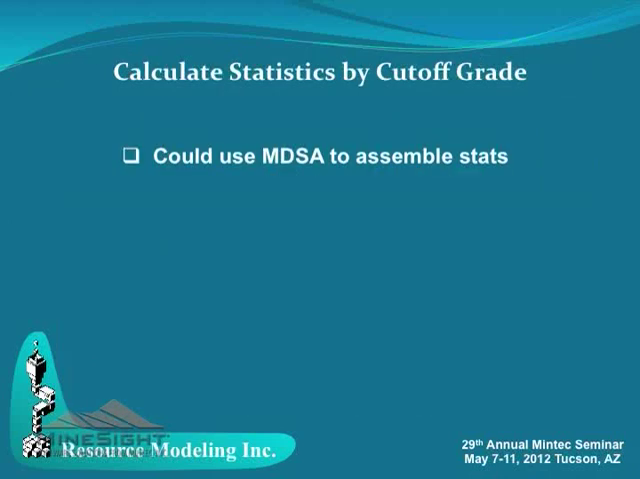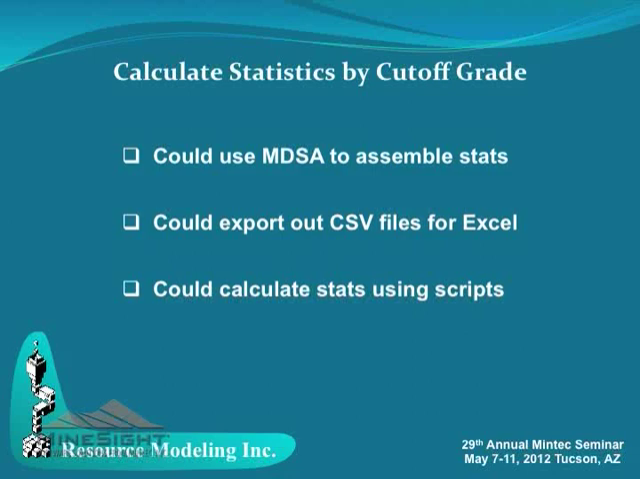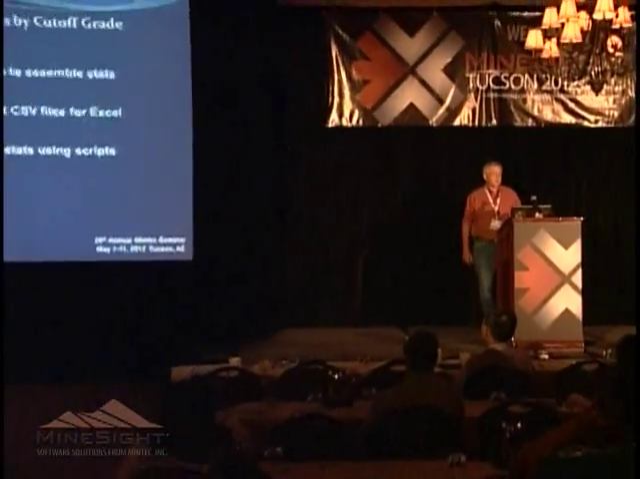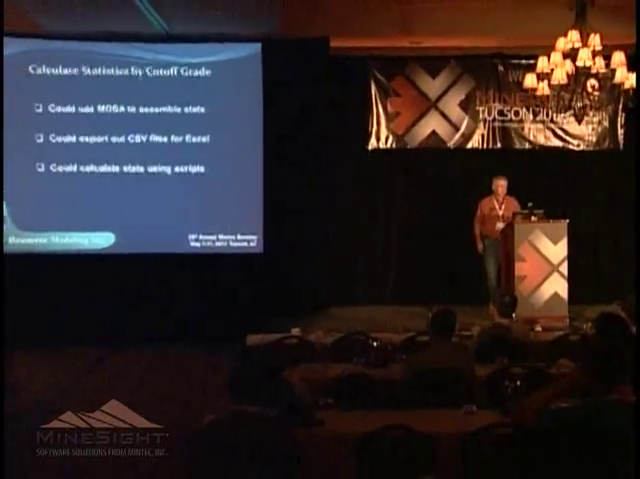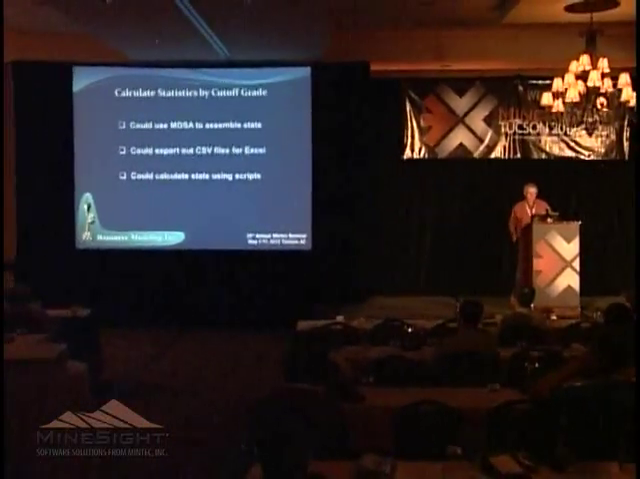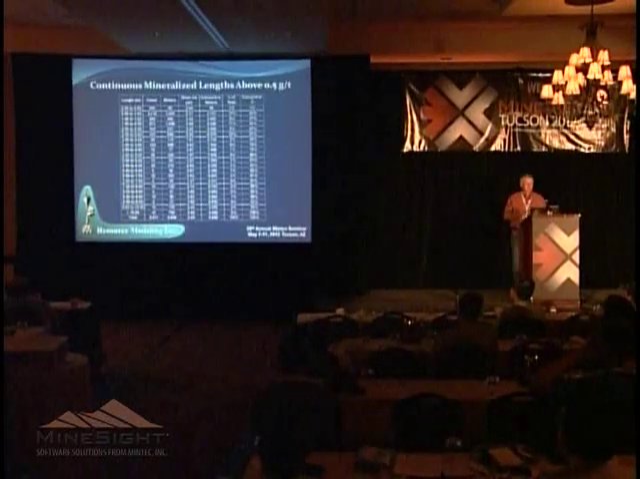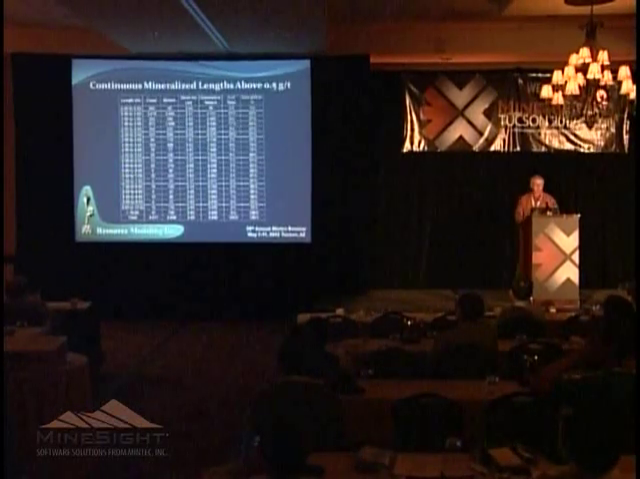So once these composite files are created, there's a variety of ways to assemble the statistics. You could use MSDA. You could export the composite data out to Excel, or you could write a script to calculate the stats. And that's what I do. Like I said, I'm old school. I'm still using awk, not Python. But my program will output something similar to this.